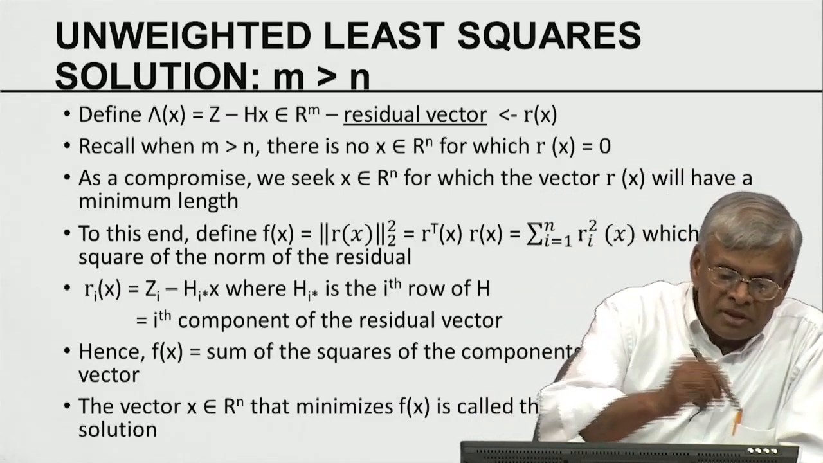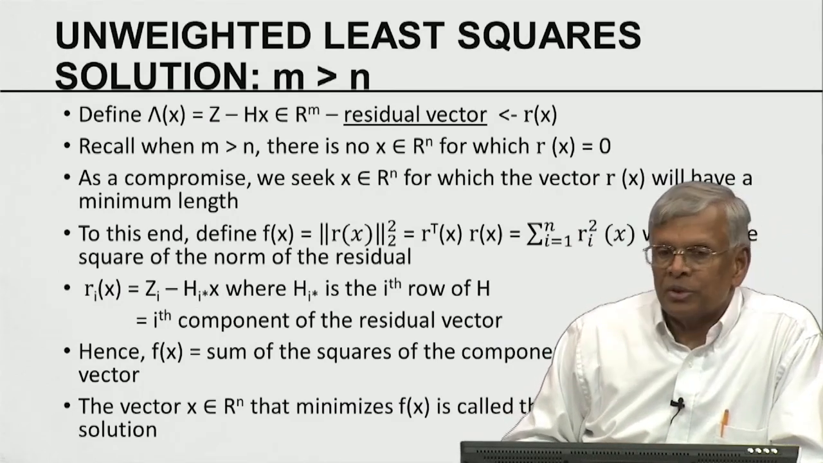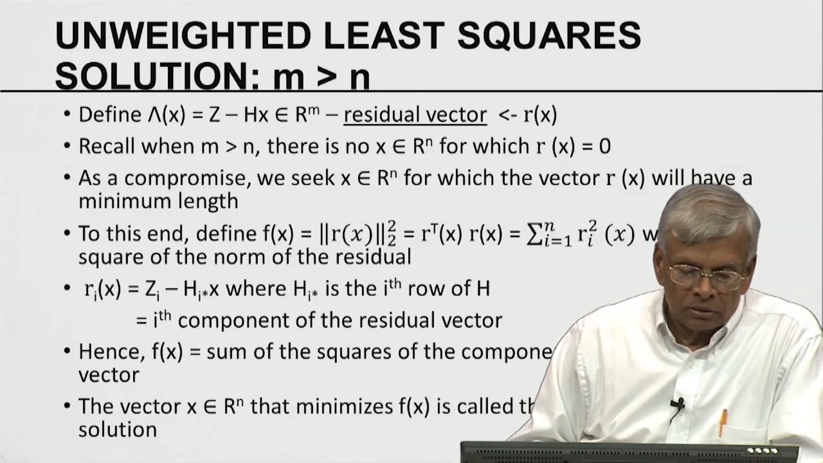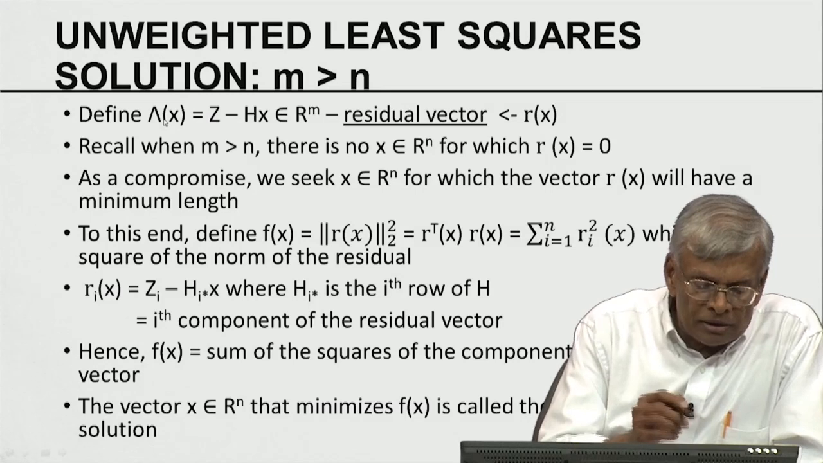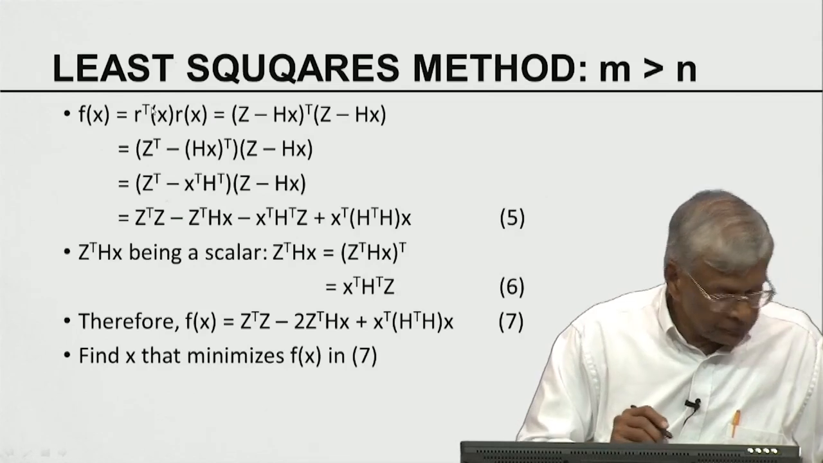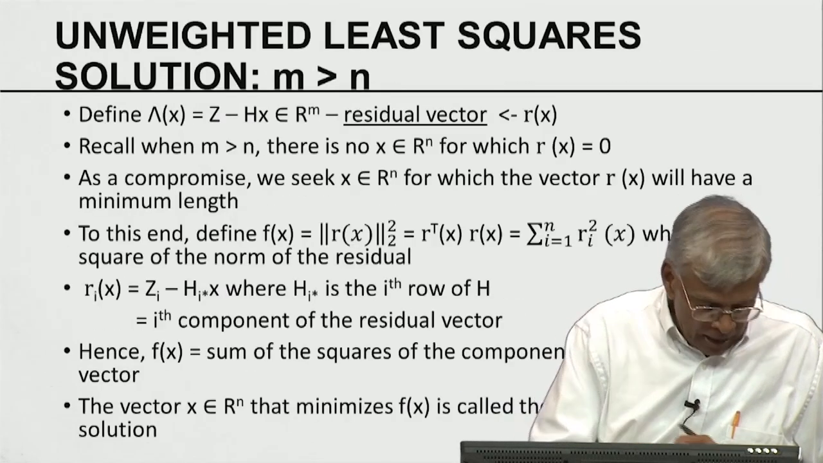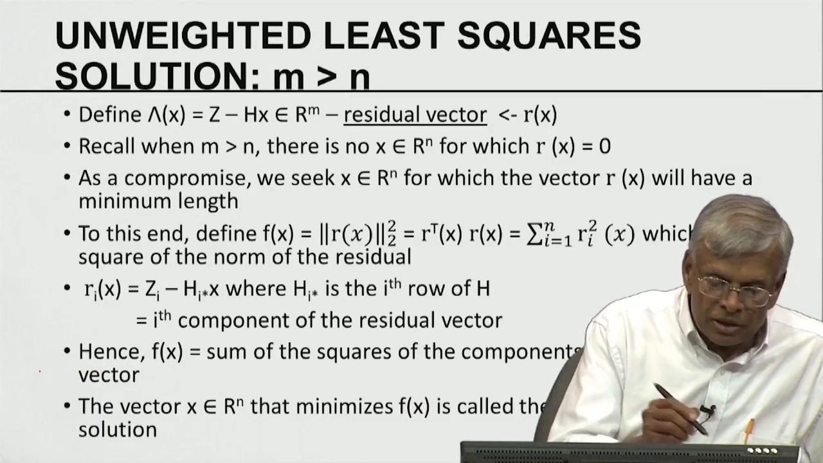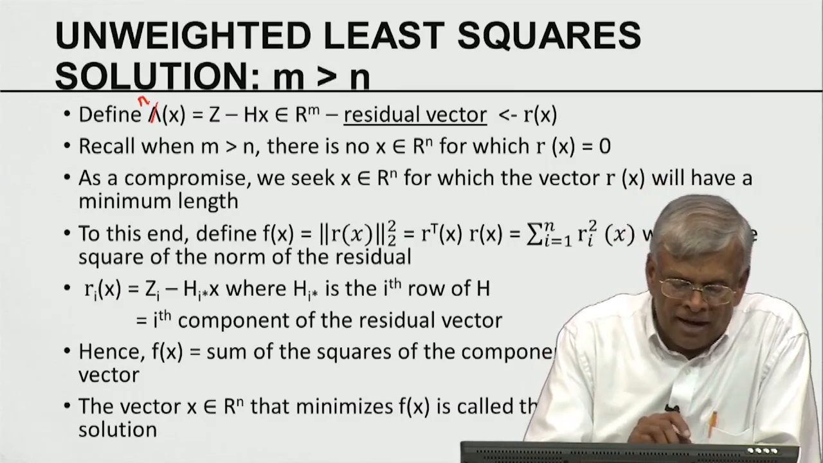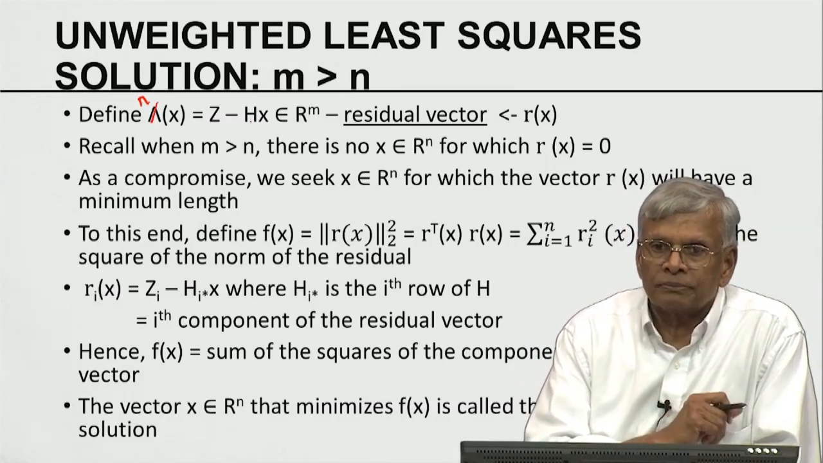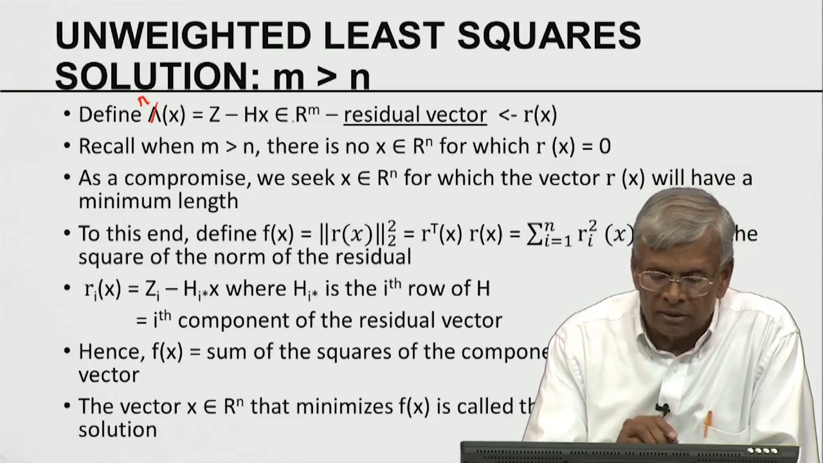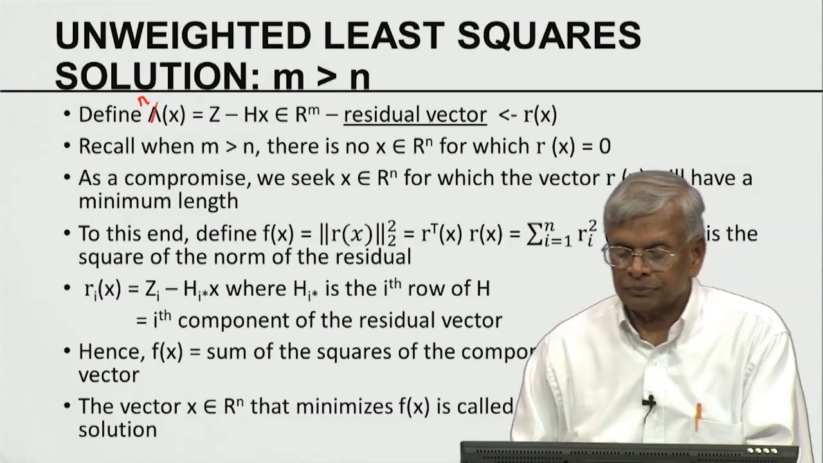So what is the method? The method is called the unweighted least square solution. I am going to consider the overdetermined case. Let this be r, little r of x. It's not lambda, r of x. Define r of x is equal to z minus h of x. Z is a vector, h of x is a vector, the difference is an m vector, and that vector is called the residual vector.